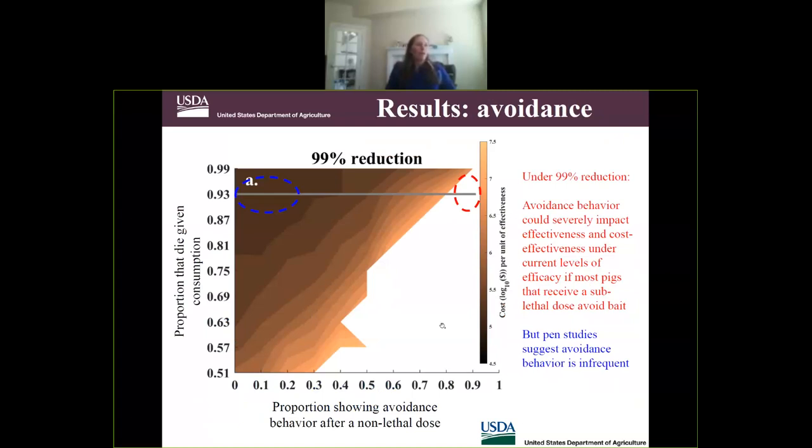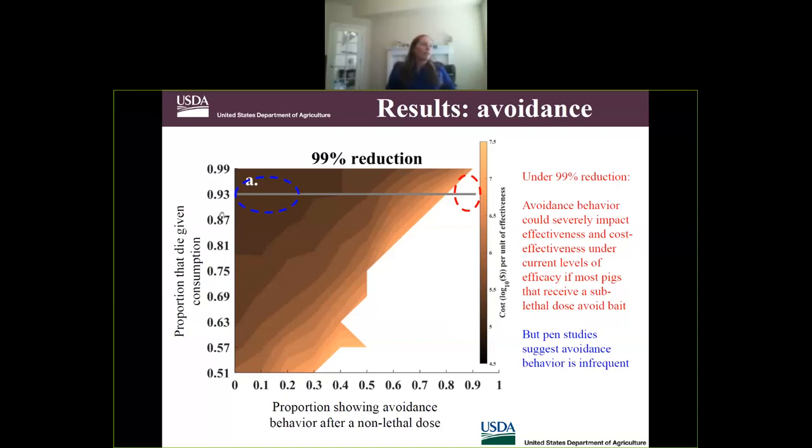And then for the last question we looked into, this was the relationship of how cost effective you are. That's demonstrated by the colors, given the proportion of pigs that show avoidance behavior after they receive a non-lethal dose. So down here, this would be like, after a pig receives a non-lethal dose, 10% of pigs will avoid the bait permanently, whereas here 100% of pigs would do that.